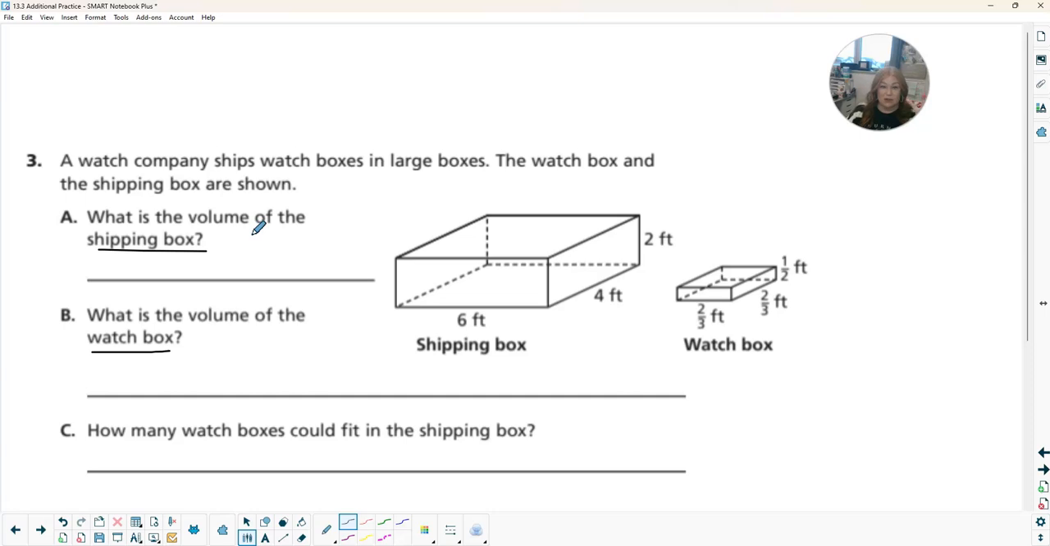So we're going to take our shipping box and we're cutting it into pieces. So we're going to take the watch box and we're going to divide it by the shipping box and see how many shipping boxes fit into the watch box. So go ahead and finish up your work there and get your paper checked off.